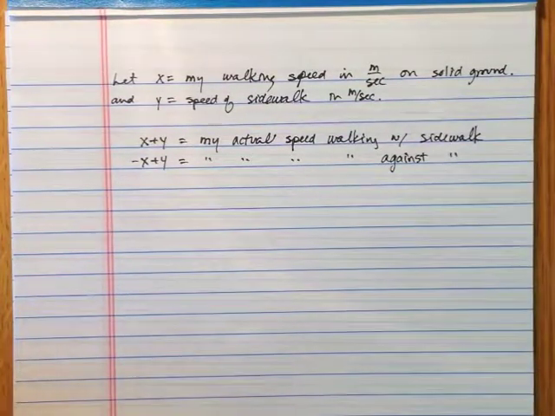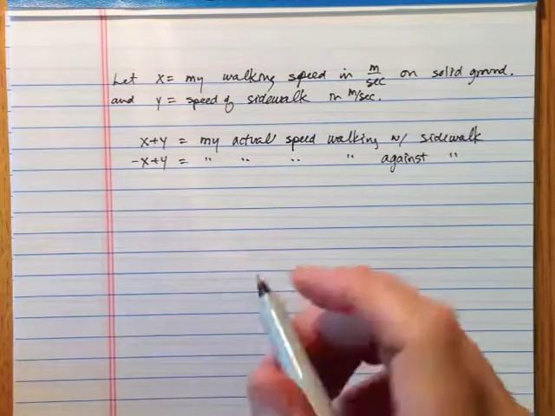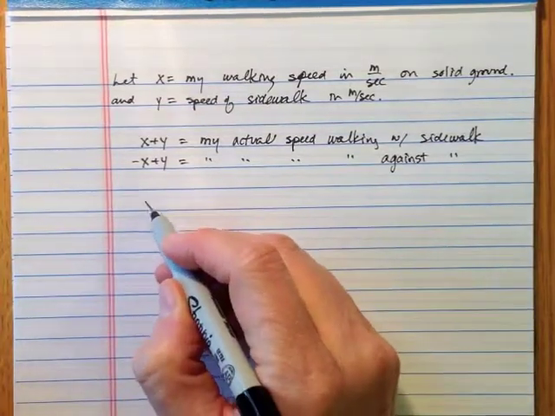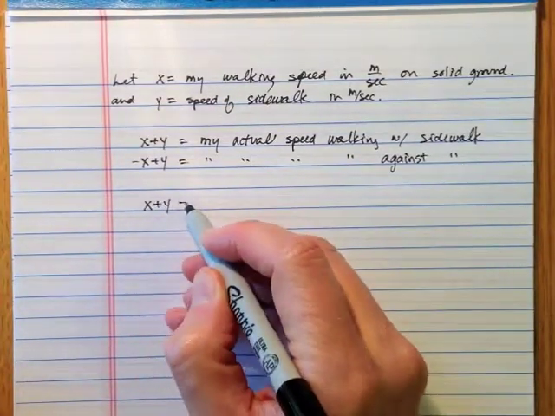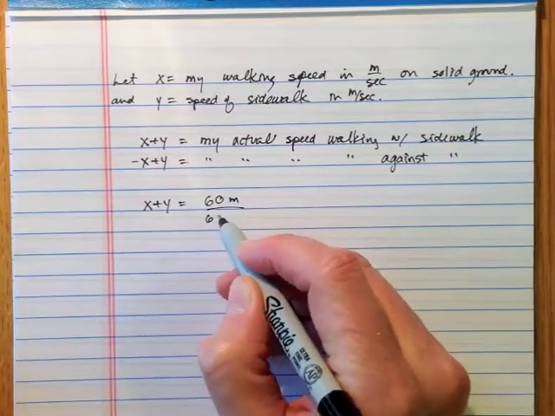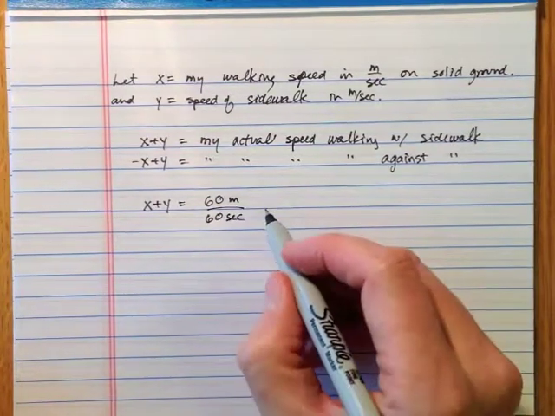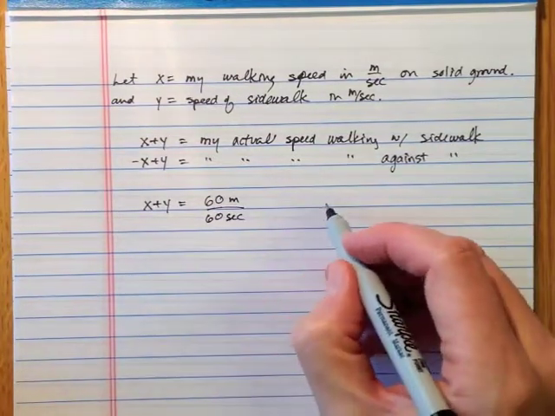Well, let's see, they told me that when the sidewalk is 60 meters long, when I'm walking with the sidewalk, it takes me 60 seconds. I think they told me x plus y. My speed walking with the sidewalk must be 60 meters divided by 60 seconds. That's 1 meter per second. That is, x plus y has to be 1.